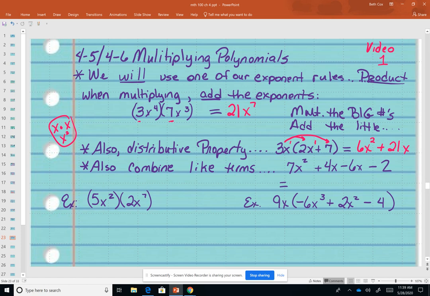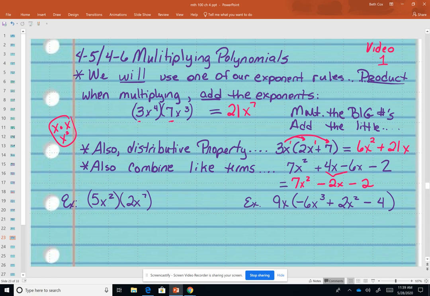Also, we're going to have to combine some like terms in our problems. This is not actual multiplication. This is just a reminder that combining like terms, those are like terms, and we can combine those to get our answer as simple as possible. And so that would just be combining like terms.